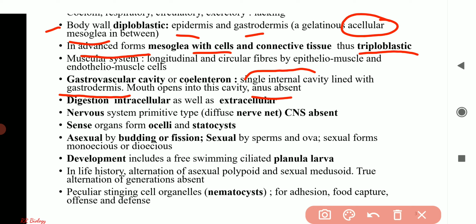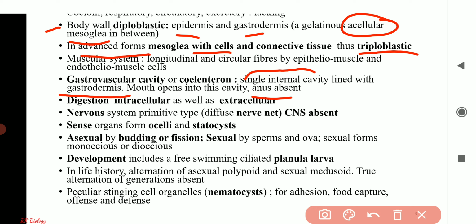Now, let us see some other systems also. If you are talking about digestion, it is intracellular as well as extracellular. I know you know these terms. Nervous system, it is a primitive type. Primitive type nervous system, a diffuse nerve net is there. CNS, that is the central nervous system, is absolutely absent here.